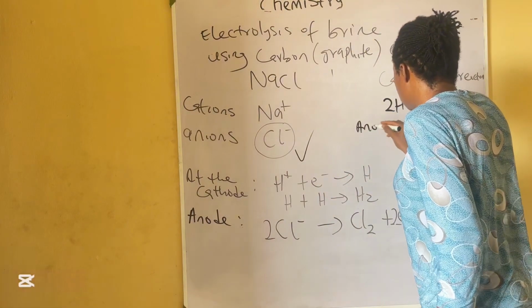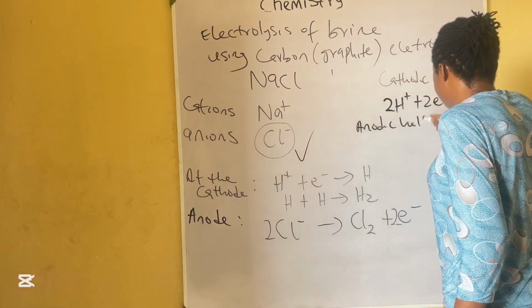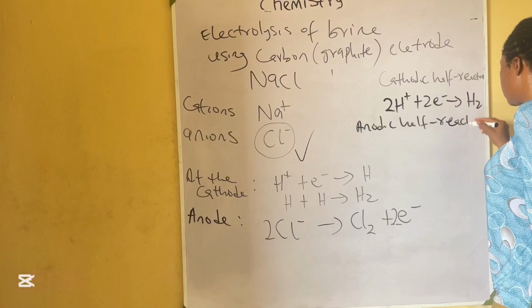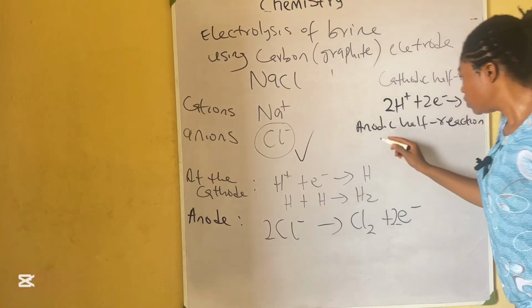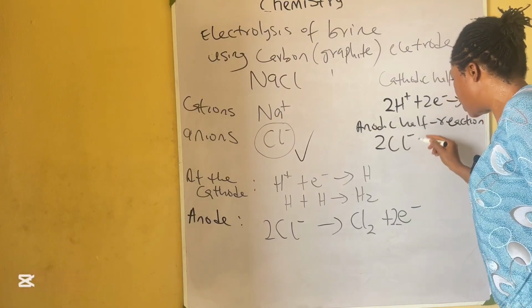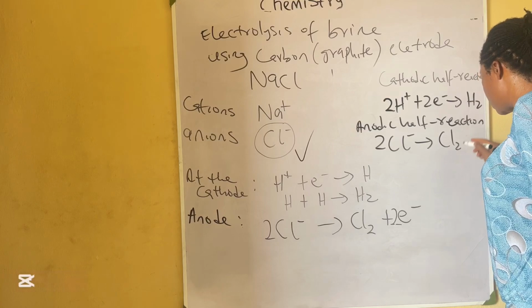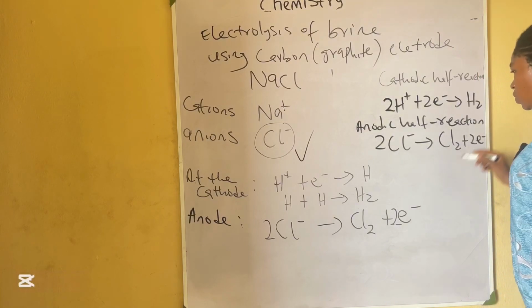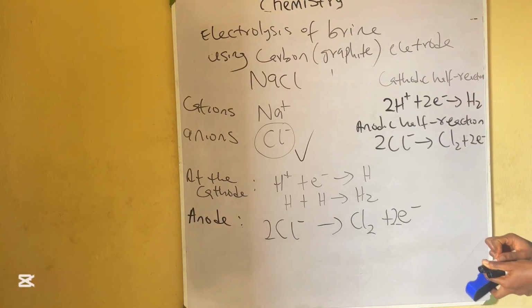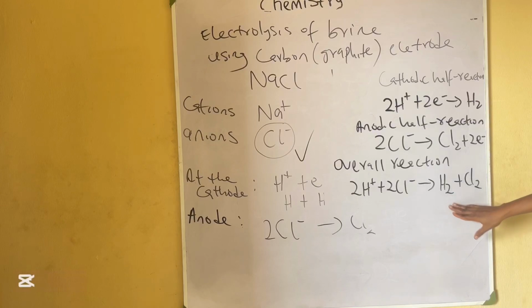Anodic half equation, half reaction: two chloride ion to give chlorine gas plus 2 electrons. So let's look at the overall reaction. 1 volume of hydrogen gas and 1 volume of chlorine gas is what is obtained.